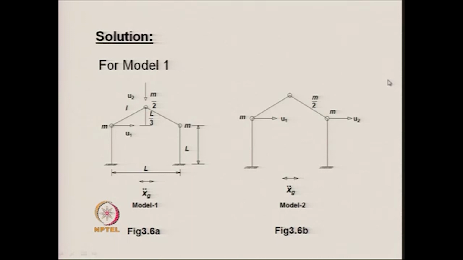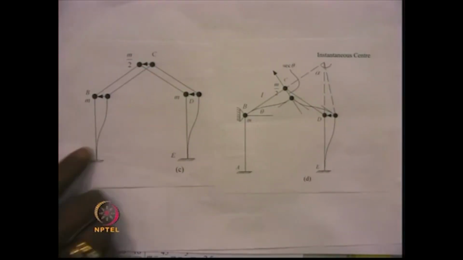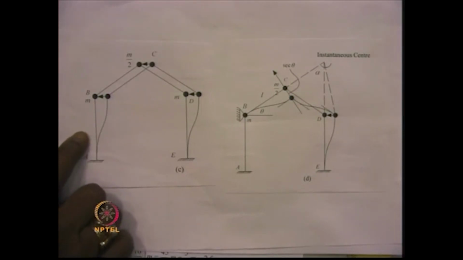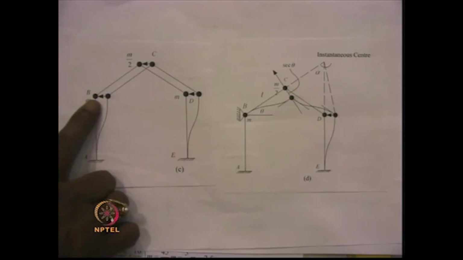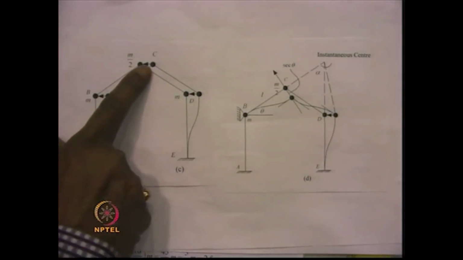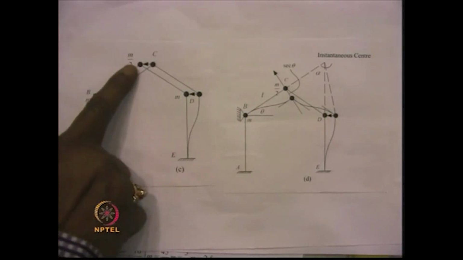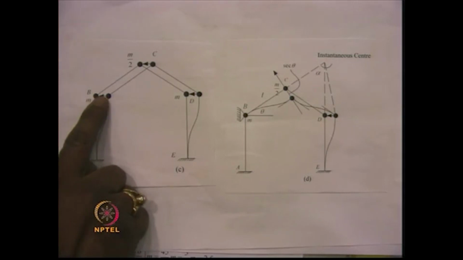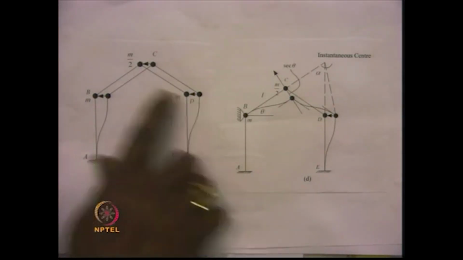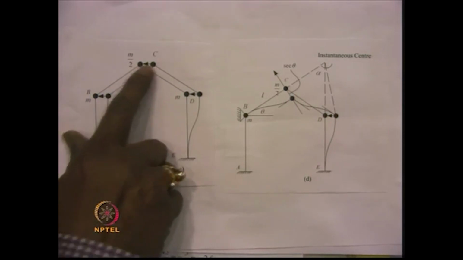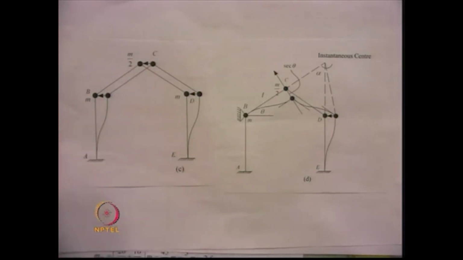For deriving the mass matrix for these two cases, let us consider this figure. In this figure we have the frame, and in this frame what we do is that we give a unit displacement at this point and lock the vertical movement of this particular point. As a result of that, this point also moves, and this moves also horizontally without any vertical displacement.